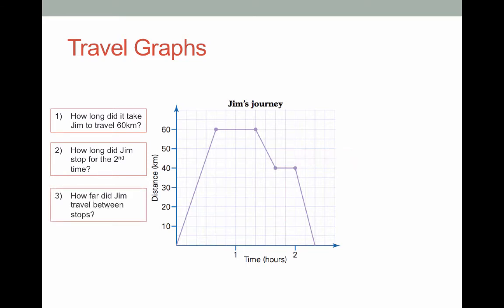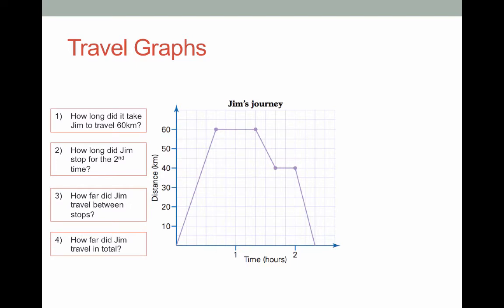Question number 3. How far did Jim travel between stops? Pause the video again. Okay, here are the 2 stops. These are the 2 points between which he traveled. He started 60 kilometers away from home and he moved to 40 kilometers away from home. That's a distance of 20 kilometers. So Jim traveled 20 kilometers between stops.